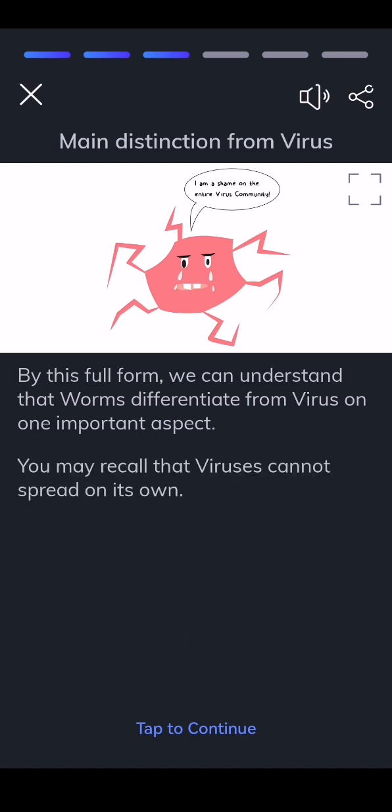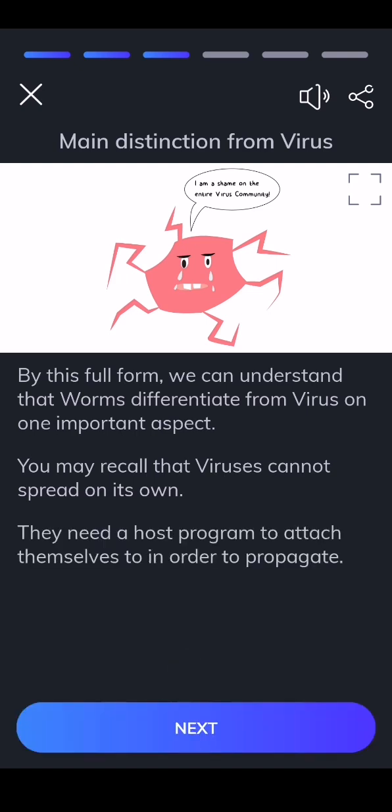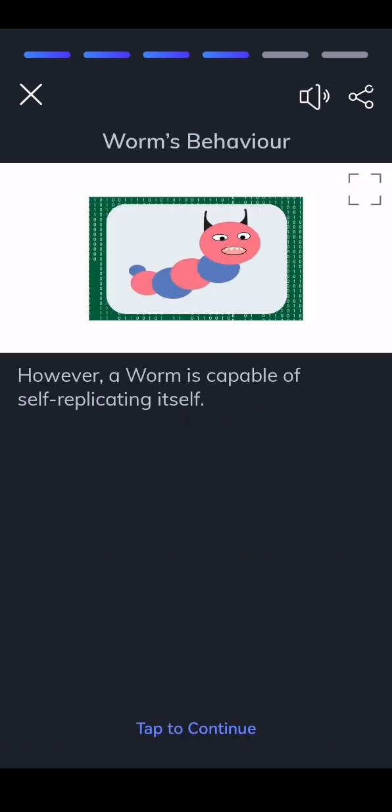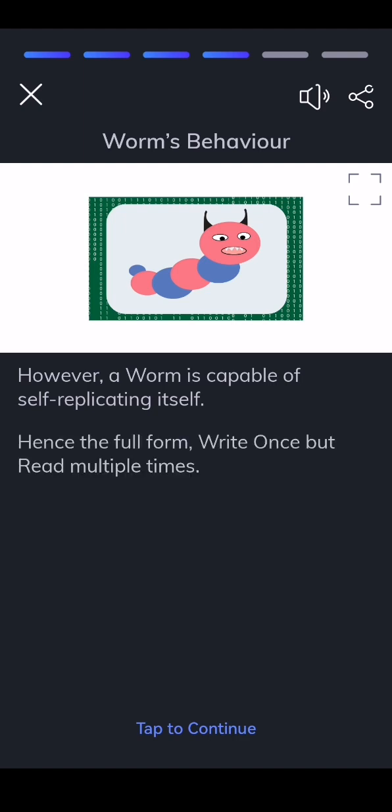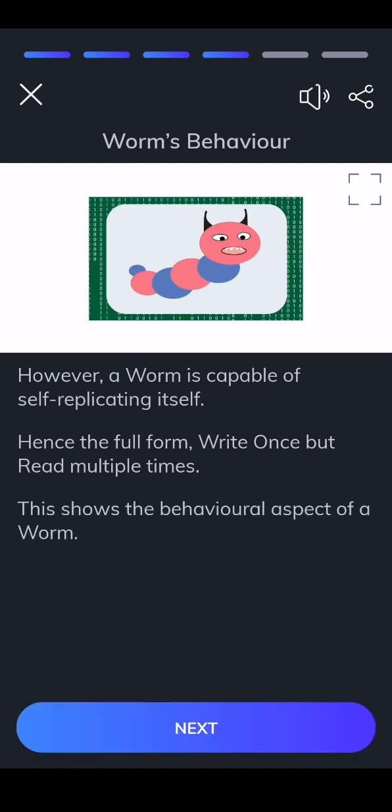You may recall that viruses cannot spread on their own. They need a host program to attach themselves to in order to propagate. However, a worm is capable of self-replicating itself. Hence the full form, write once but read multiple times. This shows the behavioral aspect of a worm.